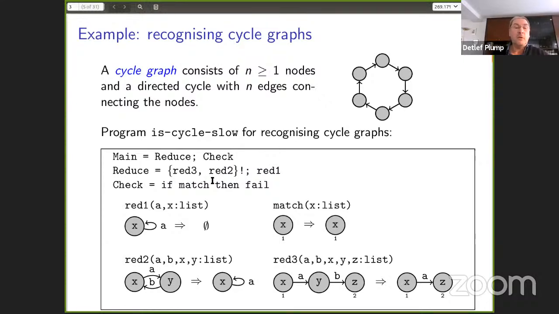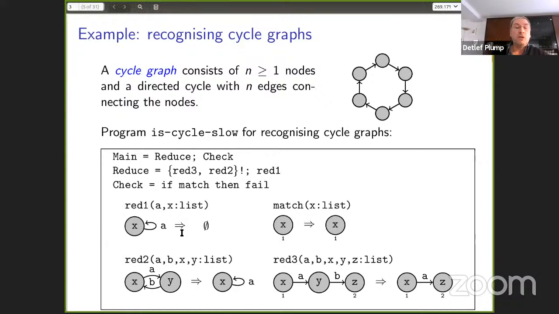So if, let's say, red 3 is not applicable anymore, red 2 will be chosen, or the other way around, as long as possible. And then if the input graph was a proper cycle graph, as in the picture here, clearly after the loop terminates, at this point we must have the simple cycle graph, which is here the one node cycle with a loop.